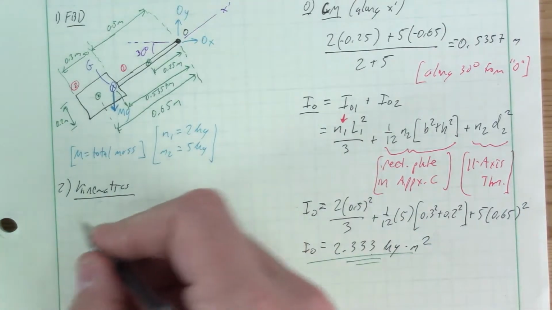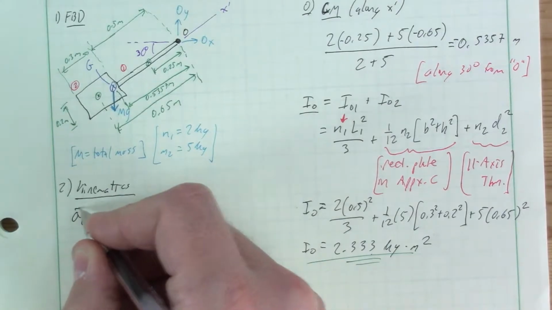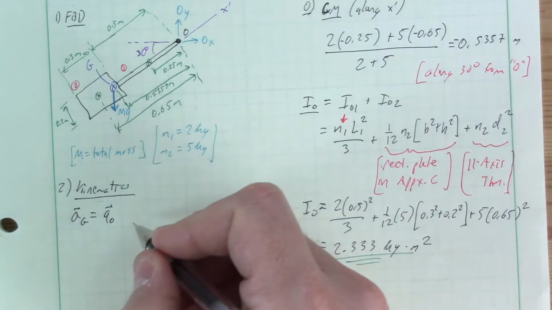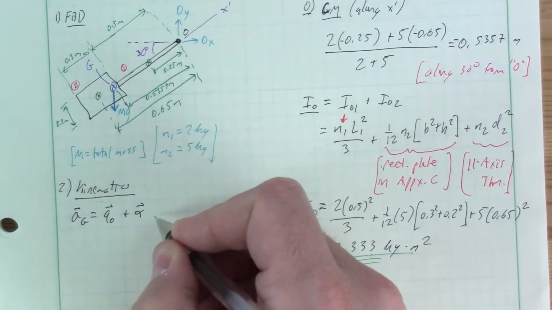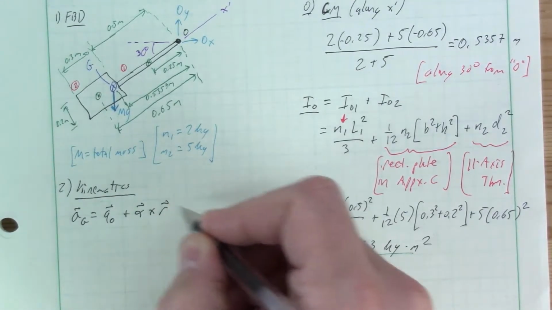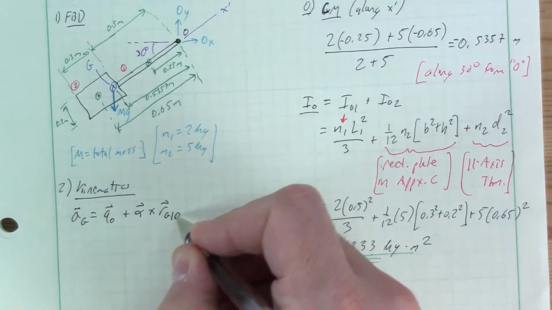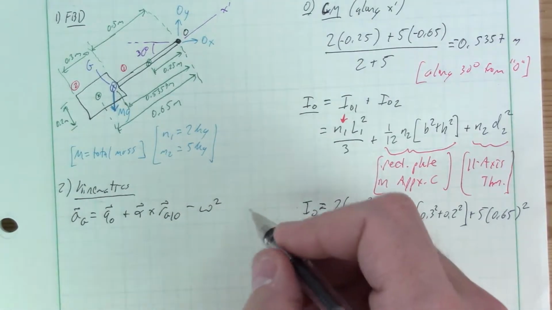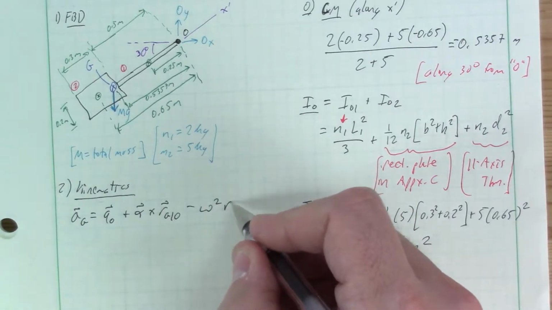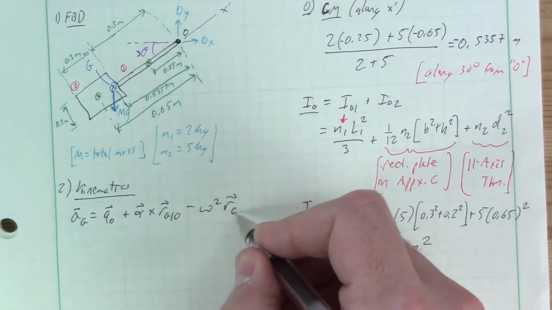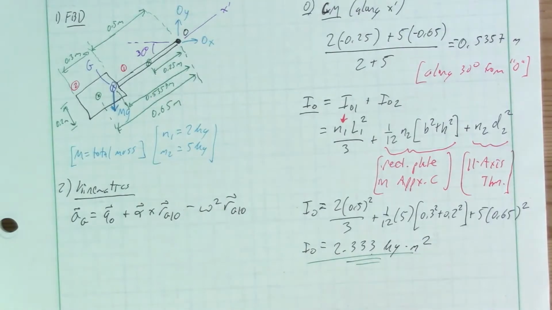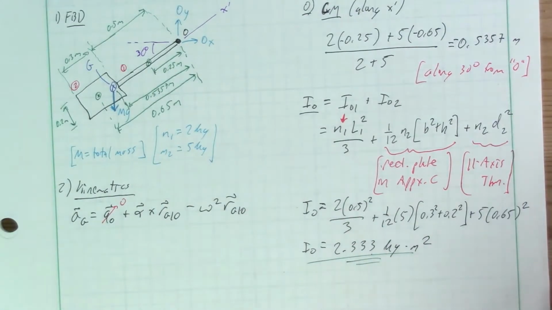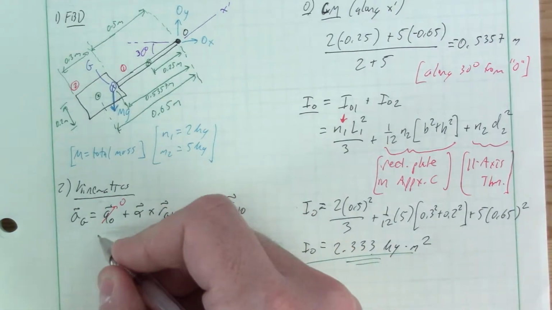So we need to relate that to the point we have a lot of information about, which is O, that fixed point here. So the acceleration of G is the acceleration of O plus the angular acceleration of the rigid body crossed into the position vector of G with respect to O, minus omega squared, the angular velocity of the composite body, times the relative position vector of G with respect to O. This is the only thing we can cancel out, and that's because it's pinned.